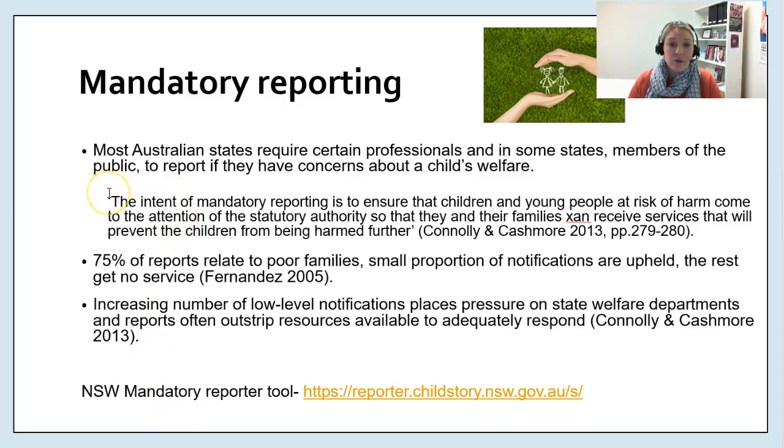So directly from your text is this quote, with a typo, sorry again. The intent of mandatory reporting is to ensure that children and young people at risk of harm come to the attention of the statutory authority so that they and their families can receive services that will prevent the children from being harmed further. I think this is a really nice quote that's quite strengths based, and it encapsulates the idea that mandatory reporting is not a punitive method.